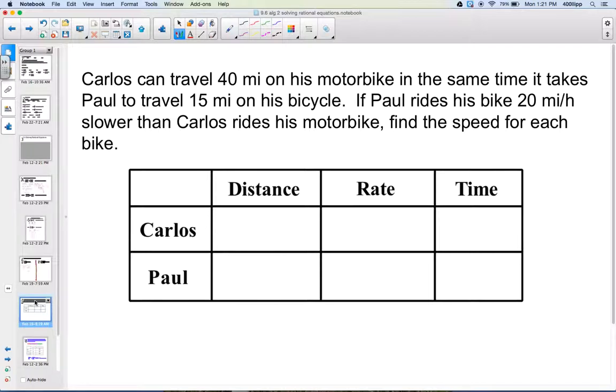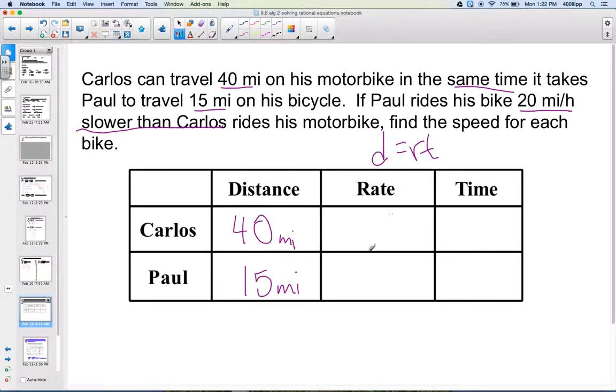Alright, working on some word problems here. We can go ahead and fill out this chart. So it's saying Carlos can travel 40 miles on his motorbike. In the same time, it takes Paul to travel 15 miles on his bicycle. Okay, so we should remember the equation of distance equals rate multiplied by time. And then we can see if Paul rides his bike 20 miles per hour slower than Carlos rides his motorbike, find the speed for each bike.